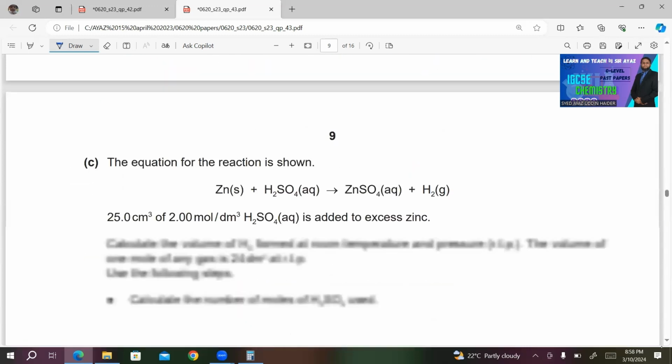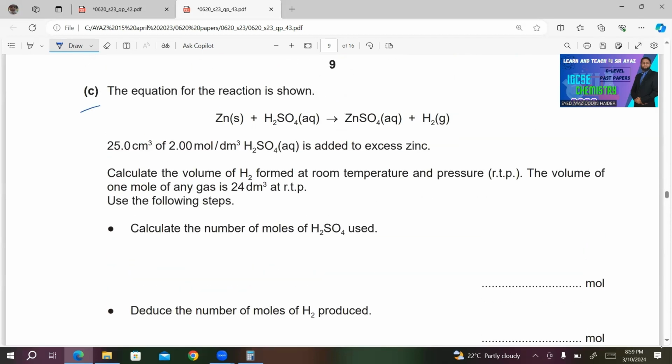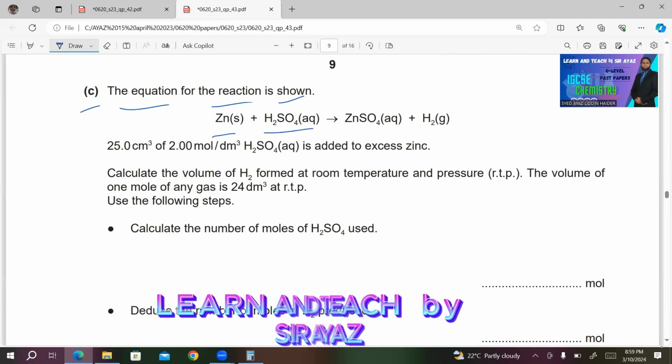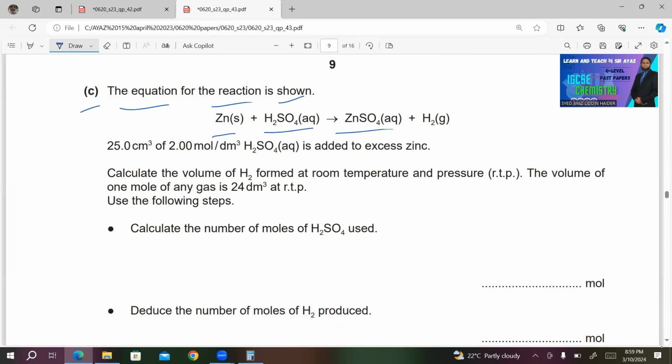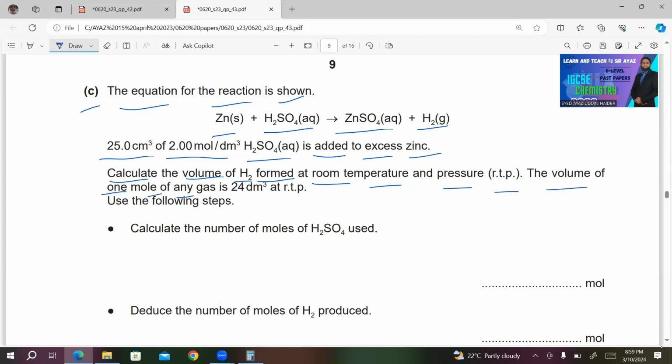Moving to next part, that's part C. The equation for the reaction is shown. Zn plus H2SO4 aqueous gives ZnSO4 aqueous plus H2 gas. 25 centimeter cube of 2 mole per dm cube H2SO4 aqueous is added to excess zinc. Calculate the volume of H2 formed at room temperature and pressure RTP. The volume of 1 mole of any gas is 24 dm cube at RTP.